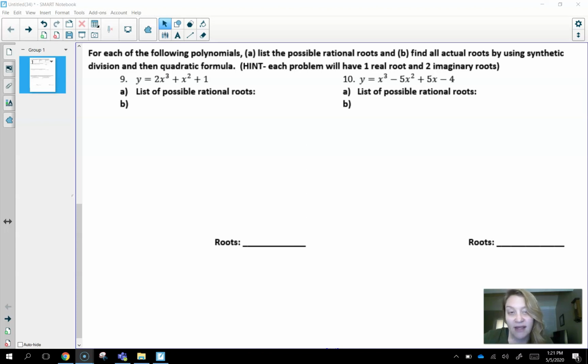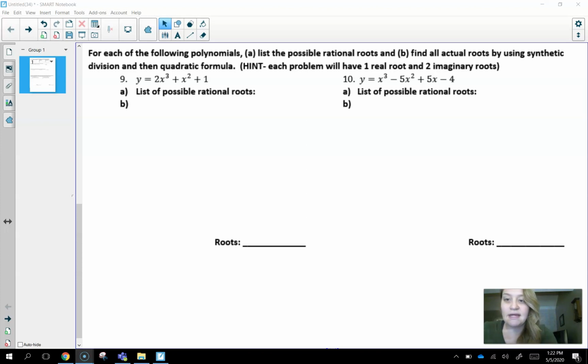I did send out a hint earlier yesterday letting you know with 9 and 10 you're going to have to use the quadratic formula after you do your synthetic division, and that it's going to result in your final two roots being imaginary roots, which means there's going to be an i involved. So I gave out those hints. Some of you were still just confused, so I'm just going to go ahead and do number 9, and hopefully that works out any kinks that you might need to get through number 10.